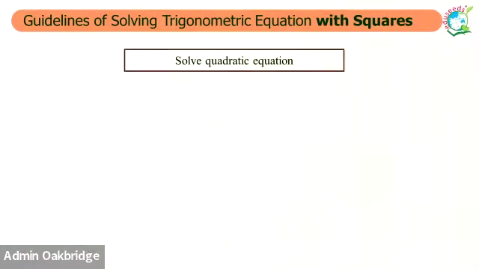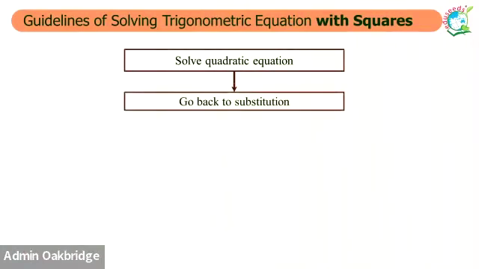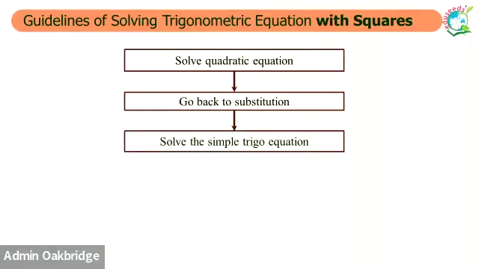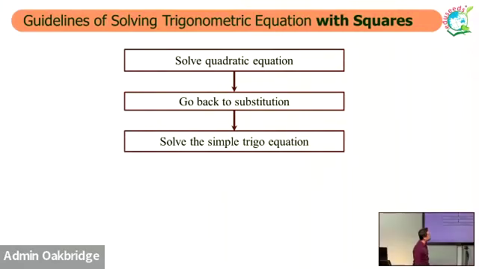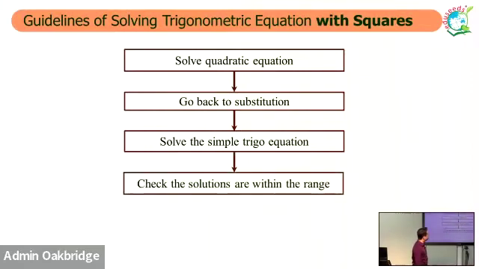So let's go back to this: solve the quadratic equation. After you solve the quadratic equation, you go back to substitution, and then you solve the simple trigo equation. This is what we learned just now, simple trigo equation. That's why you need to know how to solve the simple trigo equation. Then only you can solve the rest of these questions. Then check the solution within the range.